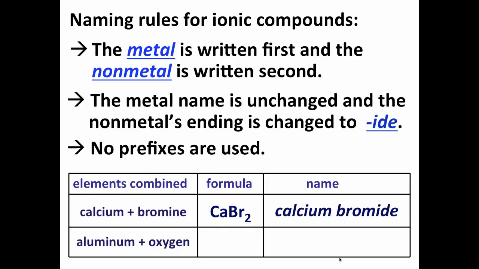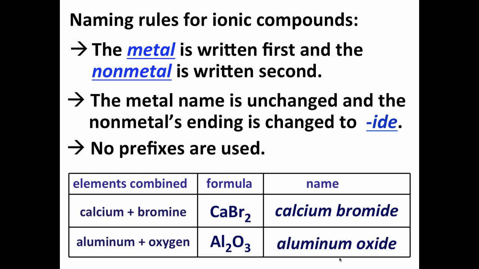Let's try another one. Aluminum with oxygen. Well, aluminum is going to tend to make a +3 charged ion. Oxygen will tend to make a -2 charged ion. And it's going to take 2 +3s to balance off 3 -2s. So the formula is Al2O3.